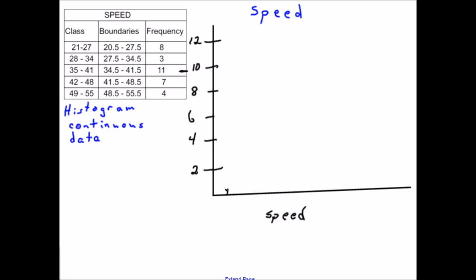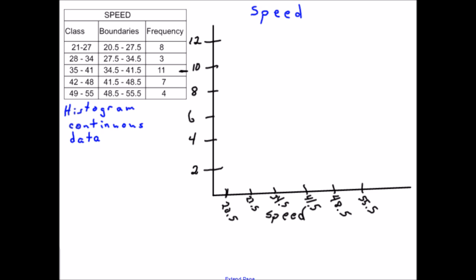since it is a histogram, you should be using your boundary values: 20.5, 27.5, 34.5, 41.5, 48.5, and then our last one, 55.5. Then it will look like a bar graph.